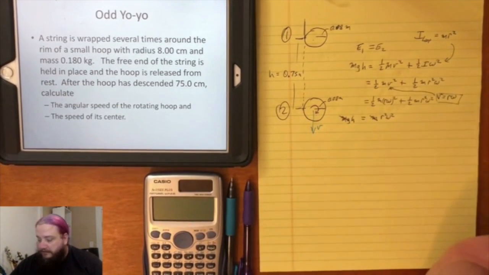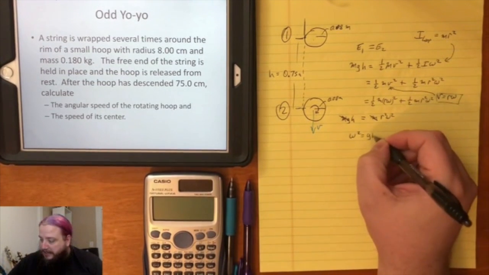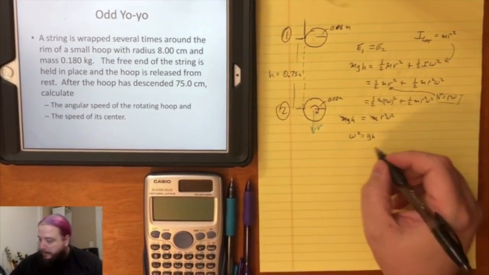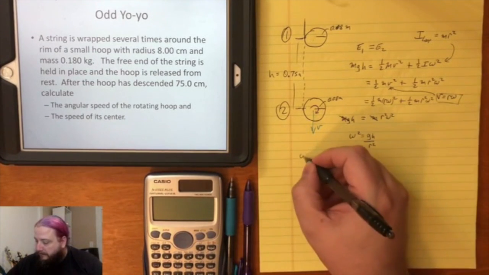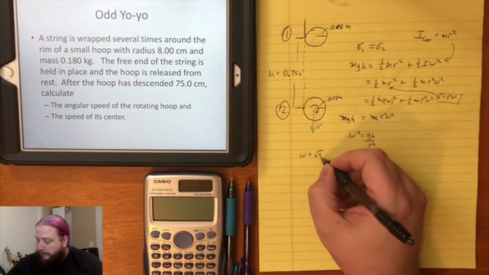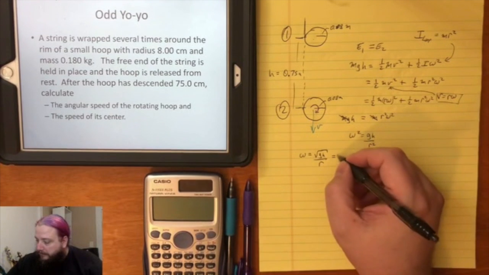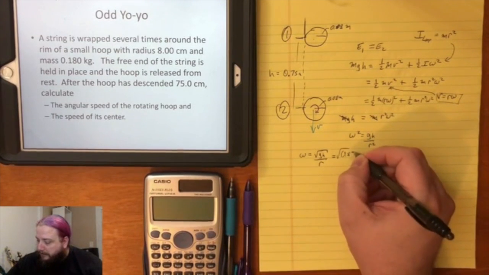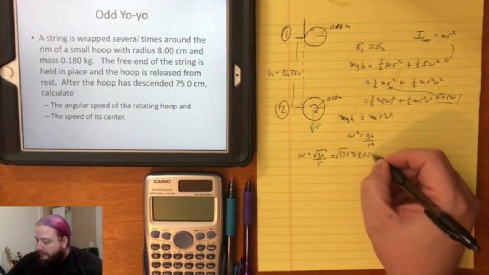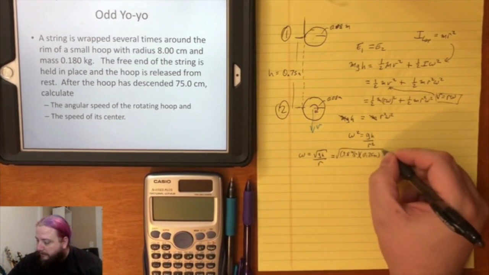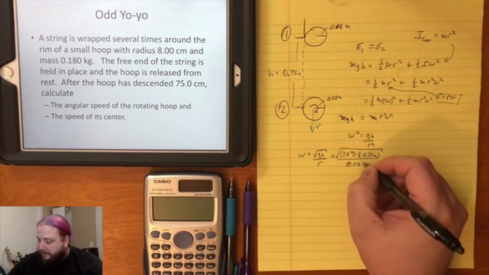The masses cancel, and we're left with omega squared is equal to gh over r squared, or that omega is therefore the square root of gh over r. So that's the square root of 9.8 meters per second squared times h, which is 0.75 meters, divided by our radius, 0.08 meters.